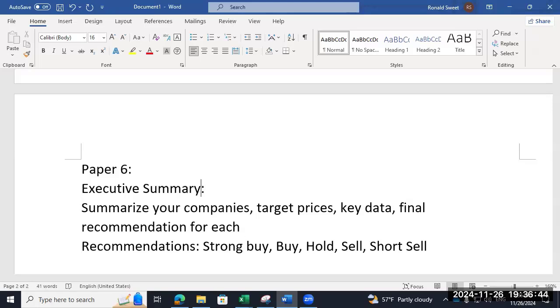Your exec summary could be up to 3 pages because you have multiple companies, so no more than the number of companies. If you have 5 companies, you might have 5 pages. But you need some kind of summary of them overall.